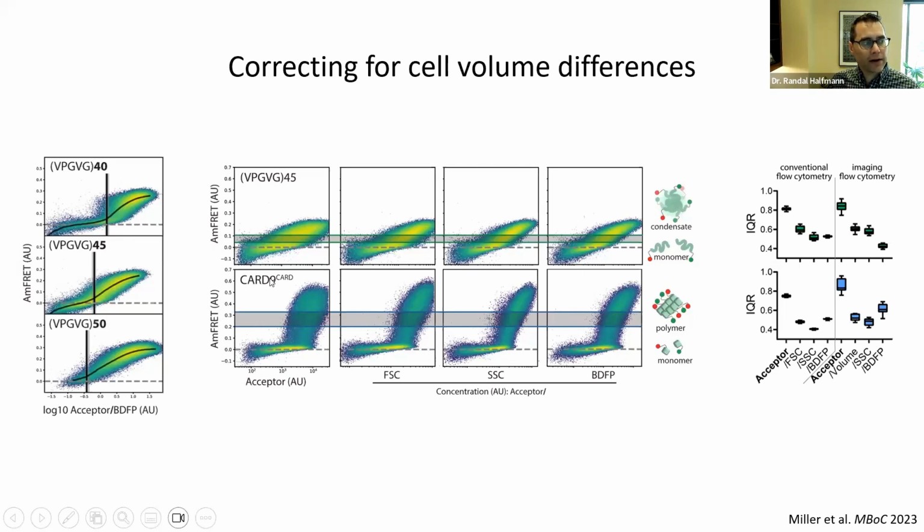Likewise, this CARD9 CARD will initially accumulate as a monomer and then transition, in this case, to an ordered polymer. And you can see there's this relatively tight transition, but there's still some noise about that transition. And so now if you correct either of these plots by volume using either forward scatter, side scatter, or BDFP, you can see that the width of this transition becomes much narrower.